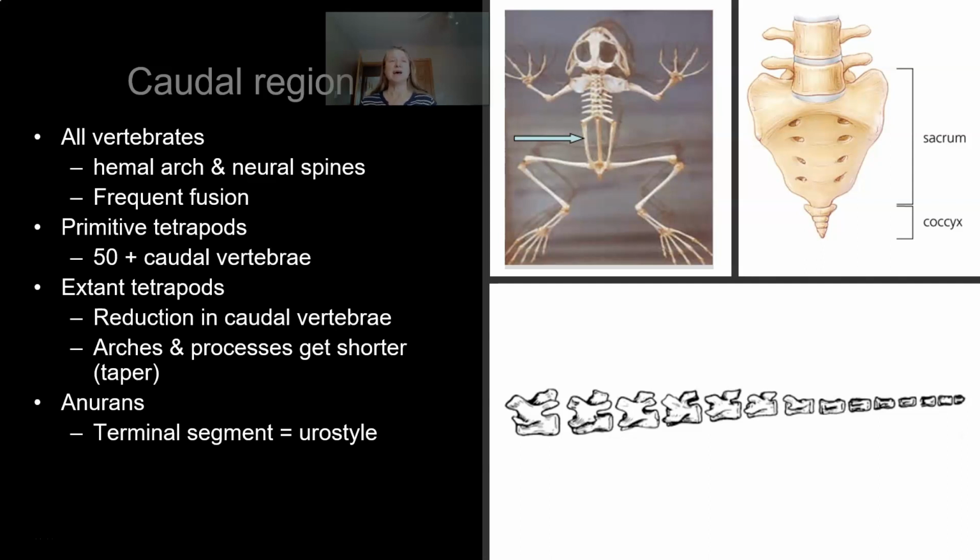In anurans, they have a really cool modified tail. They have this terminal segment called the urostyle. So right here is their urostyle, and here's our coccyx.